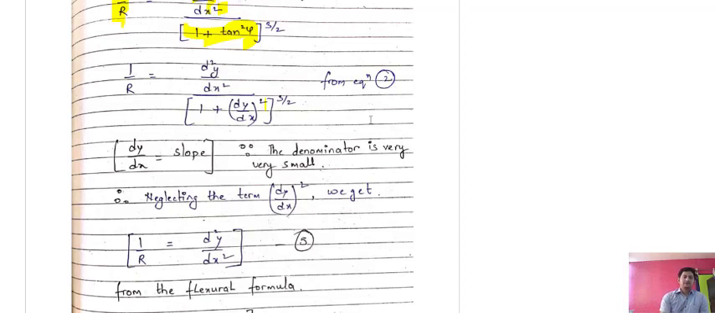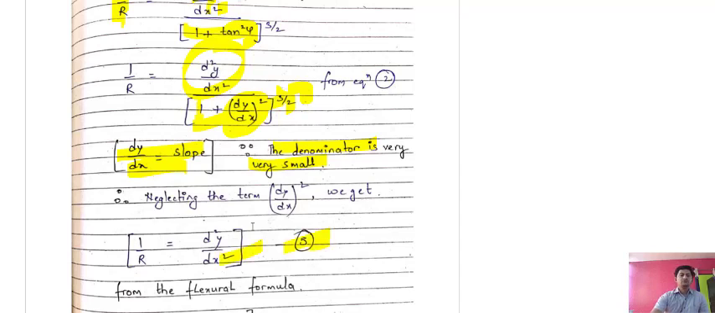Now what is dy upon dx? That is the slope, and slope is very small, because we are talking about the arc, that is a very small length. So the angle will be very small. So dy upon dx is the slope and it is very small, so we will be neglecting this term. This term, dy upon dx whole square, will be 0, and this is 1 plus 0, so that will be divided by 1. So 1 upon r is equal to d square y upon dx square. This is the fifth equation.